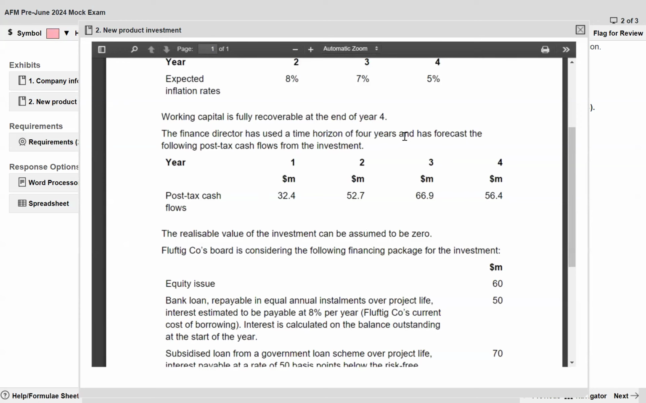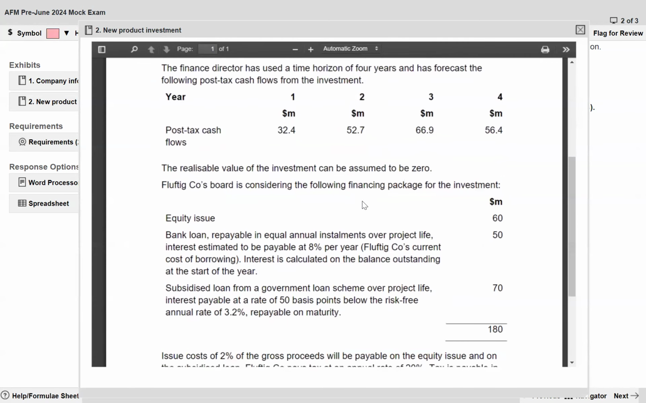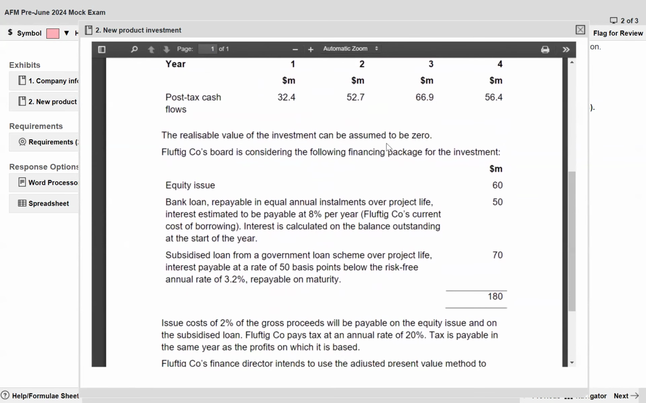The director has a time horizon of 4 years and has forecast the following post-tax cash flows from the investment. So year 1 to 4. And you can assume that there is no realizable value for the investment, which means that there's no scrap. The board is considering the following financing package. They want to use equity, 60 million. They want to use a bank loan, which is repayable in equal annual installments over project life. Interest is estimated to be payable at 8% per year, on the balance outstanding at the start of the year. That's a bank loan.